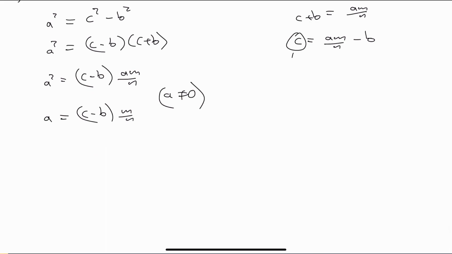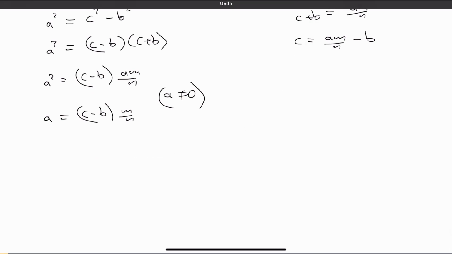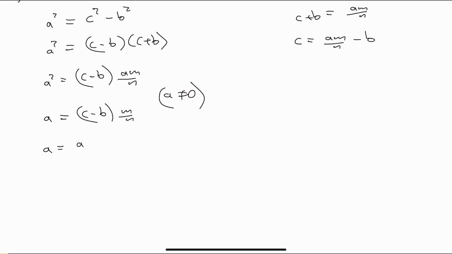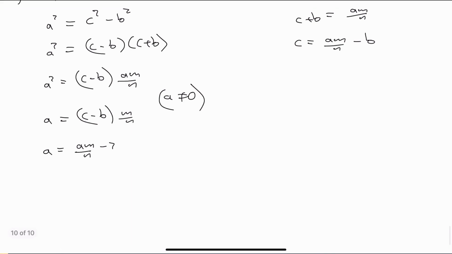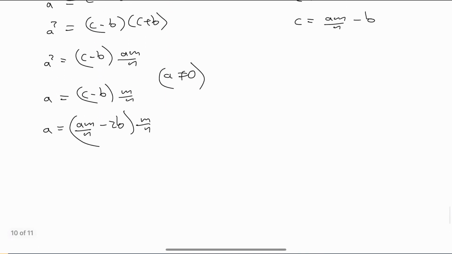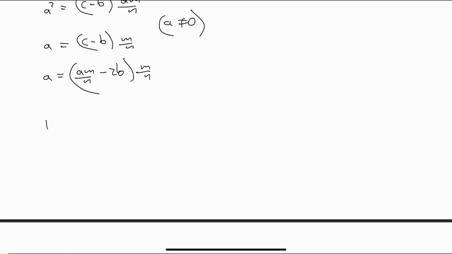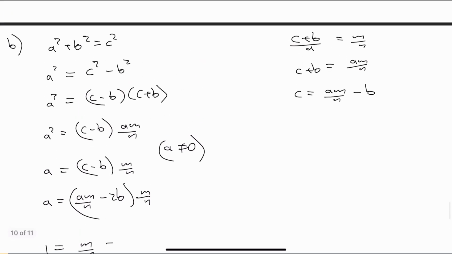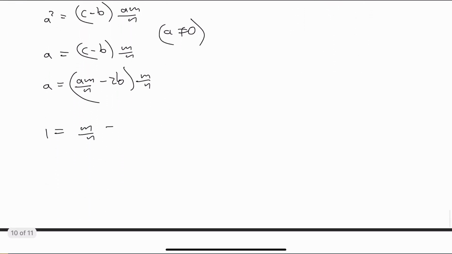Now plugging this c into here, we get a is equal to am all over n minus b, and then minus another b from here. We can simplify that straight away to minus 2b, and this is all times m all over n. Now remember, our end goal is to get b all over a. This step might have been a bit difficult to notice, but if you did, then well done. If you didn't, don't worry about it too much, because already doing this has gotten you a decent amount of marks.